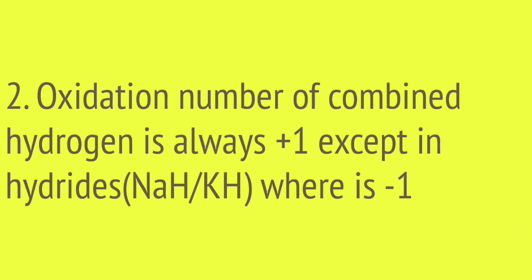Now, rule number 2, or guideline number 2, the oxidation number of combined hydrogen is always +1. So whenever hydrogen is present in a compound, we assign it an oxidation number of +1, except in metal hydrides such as sodium hydride and potassium hydride, where the oxidation number is normally assigned as -1.